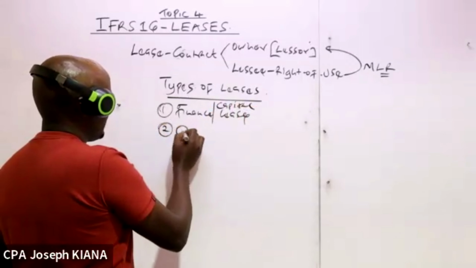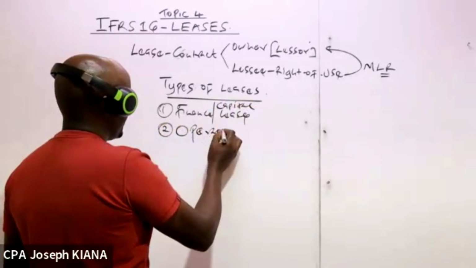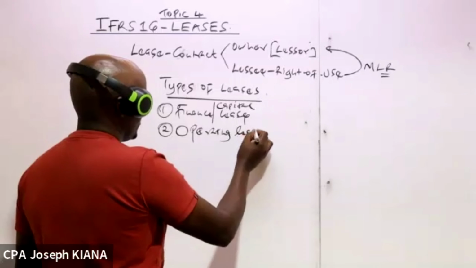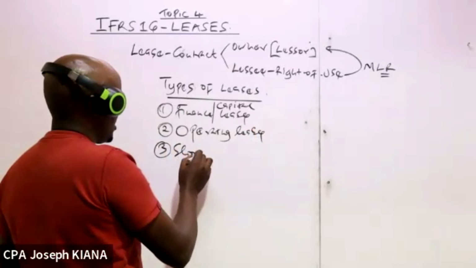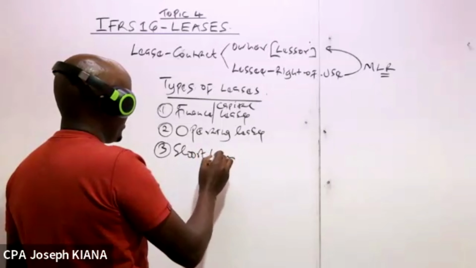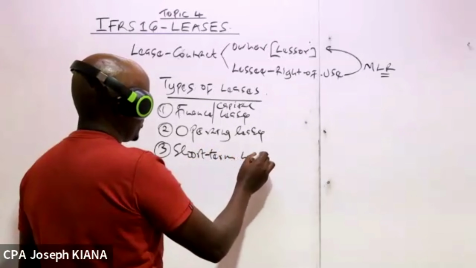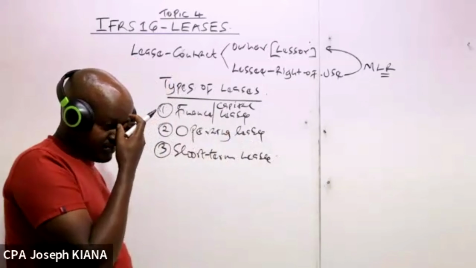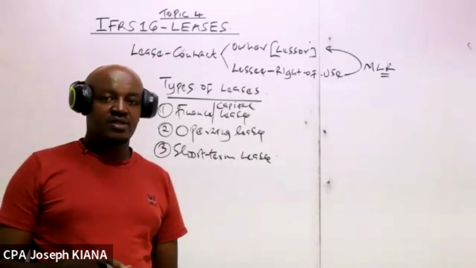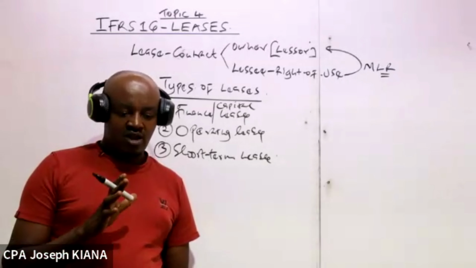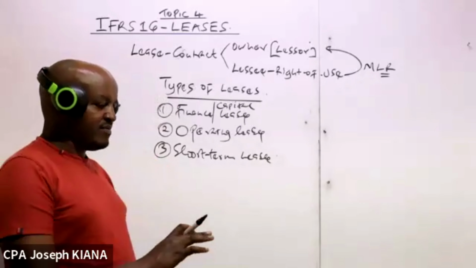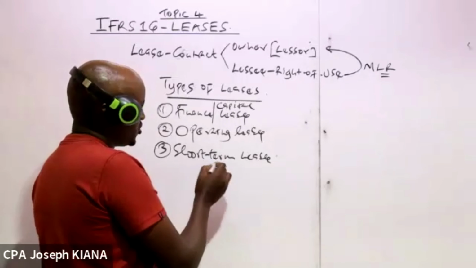Number two, we have operating lease. And number three, we have something called the short-term lease. So therefore, these majorly are the three types of leases, or the three ways in terms of how leases are accounted for for accounting purpose. Maybe we can start by defining a short-term lease.